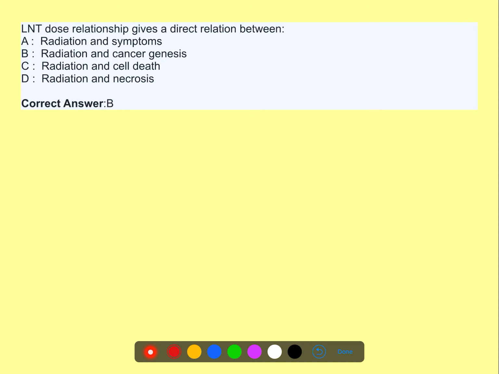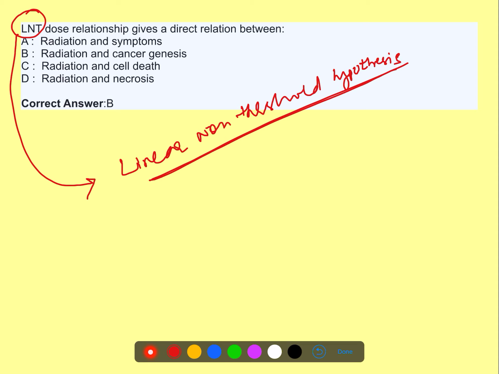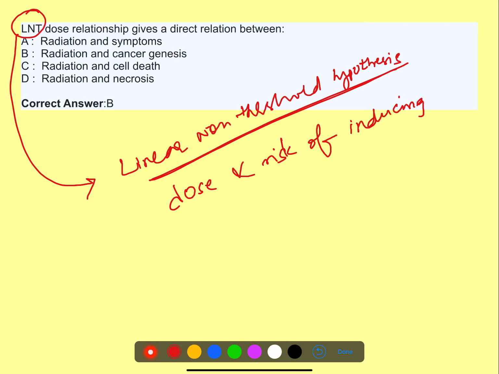The L and T dose relationship gives a direct relation between, and this is also a direct question, radiation and carcinogenesis. L and T is nothing but the linear non-threshold hypothesis. This gives the relationship between the dose and the risk of inducing a new cancer.